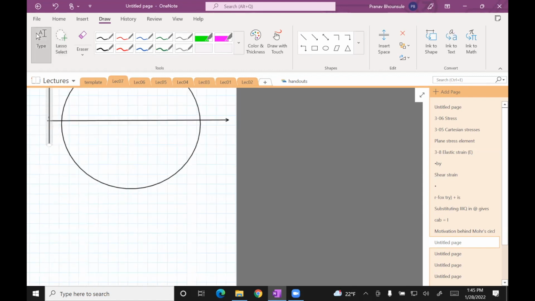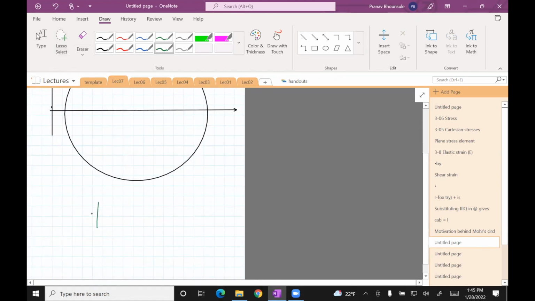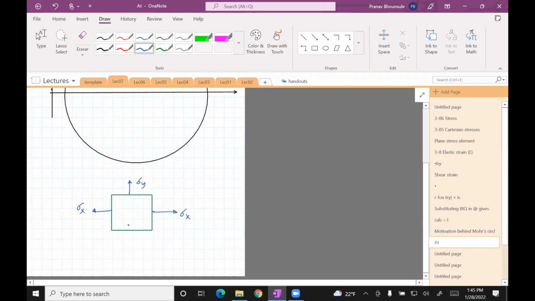Okay, so we're looking at the plane stress element. So let's draw stresses on it. Sigma x, sigma y, sigma x, sigma y, and then tau's.